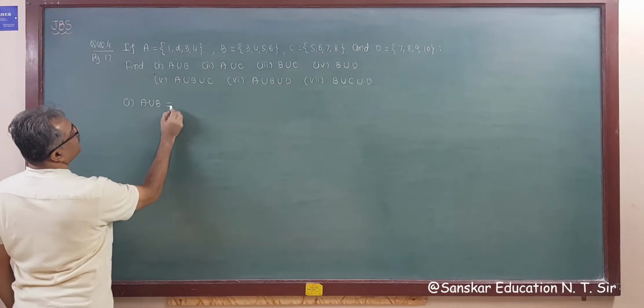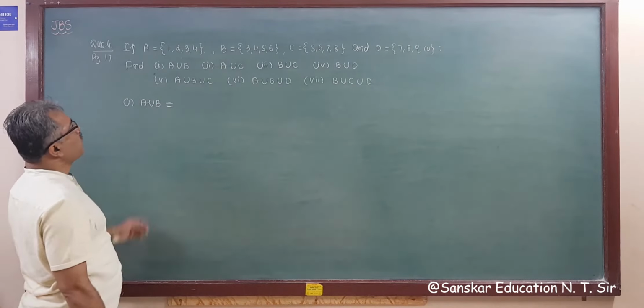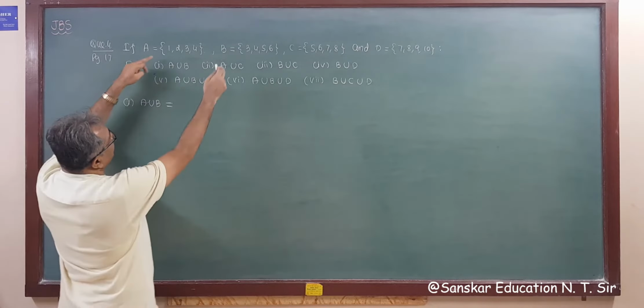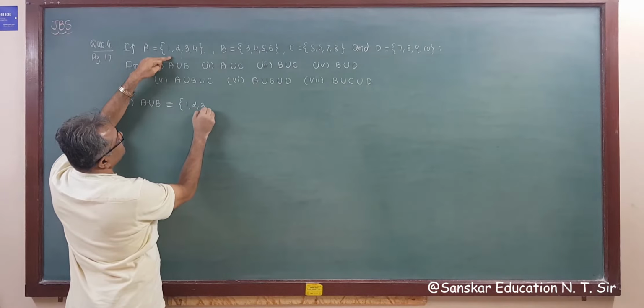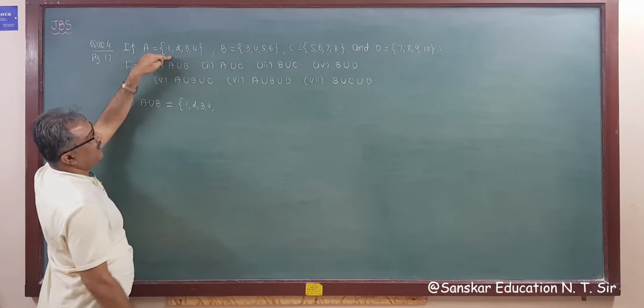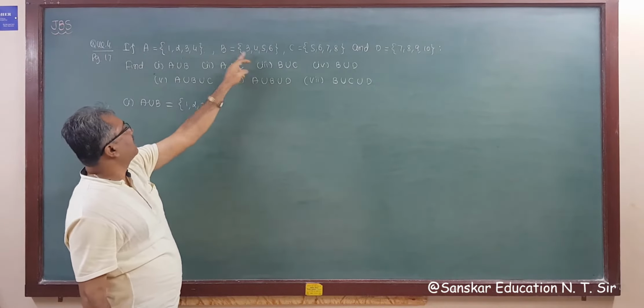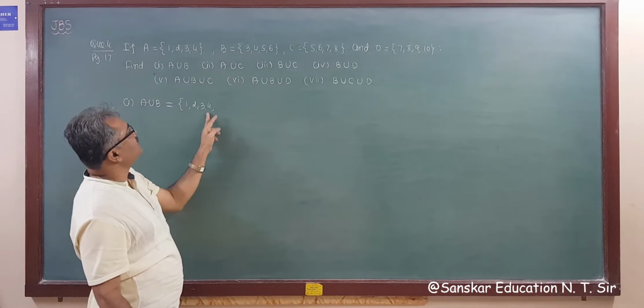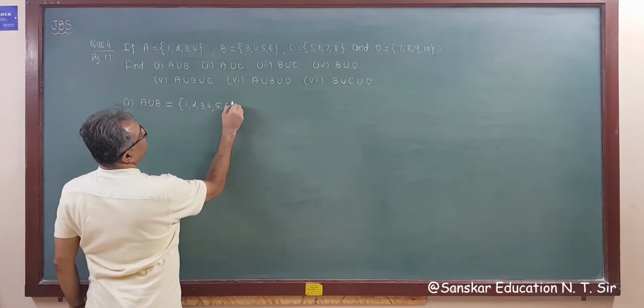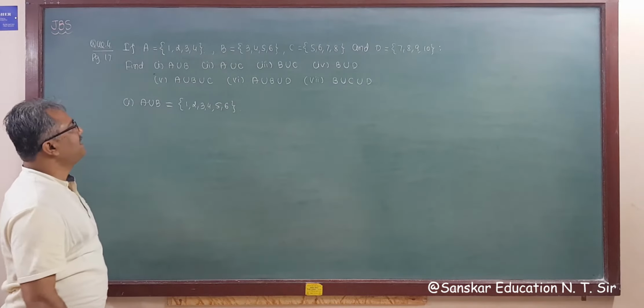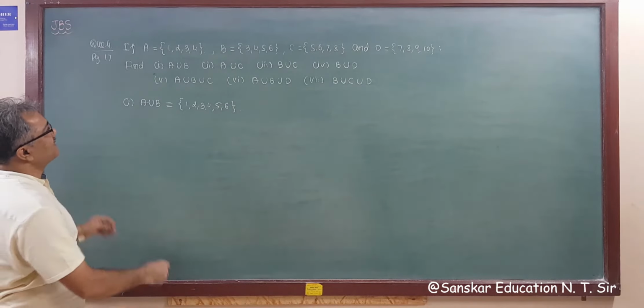A union B is very easy to write. First A and then B. I write the elements of A first, that is 1, 2, 3, 4. In B, 3 is already there, 4 also. Now 5 and 6 remain, so we can write 5 and 6. So A union B is 1, 2, 3, 4, 5, 6.